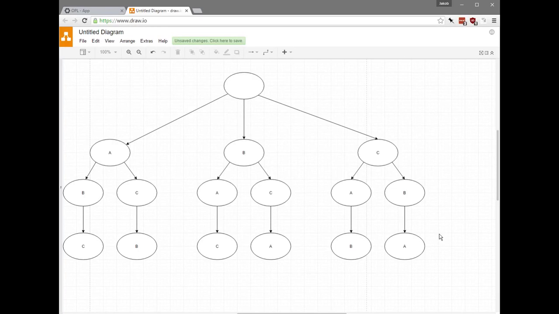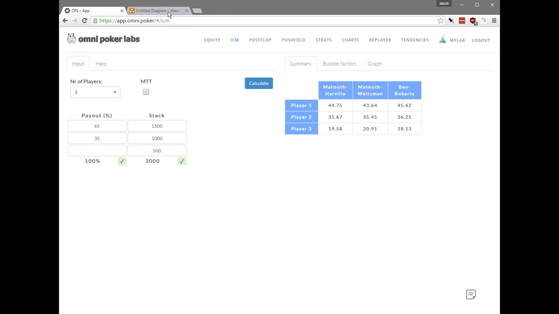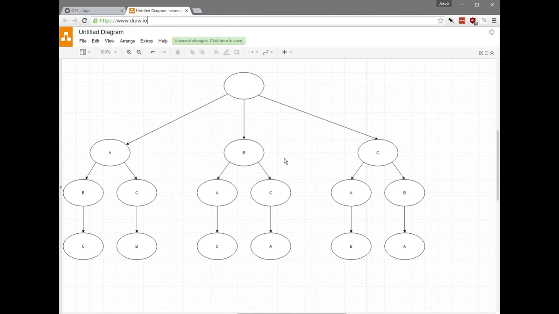Now, once we have this tree of all the possible futures in which this tournament could play out, what we need to do next is assign a probability to each of these futures. And this is where chip stacks come into play. So for this first level, we will start with the chip distribution that we put in here. So we say player A has 1500 chips, player B has 1000 chips, and player C has 500 chips.